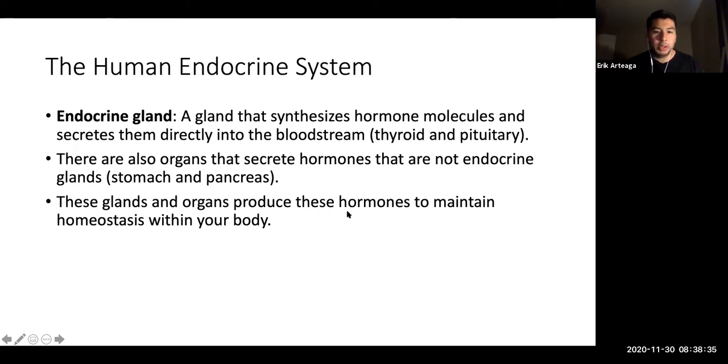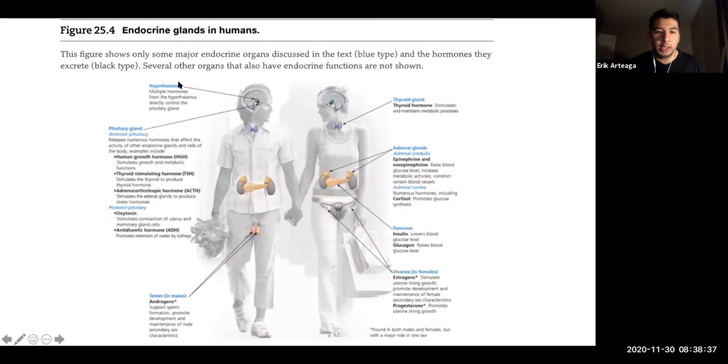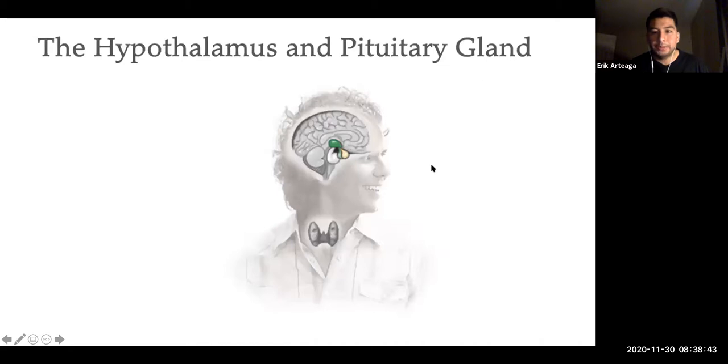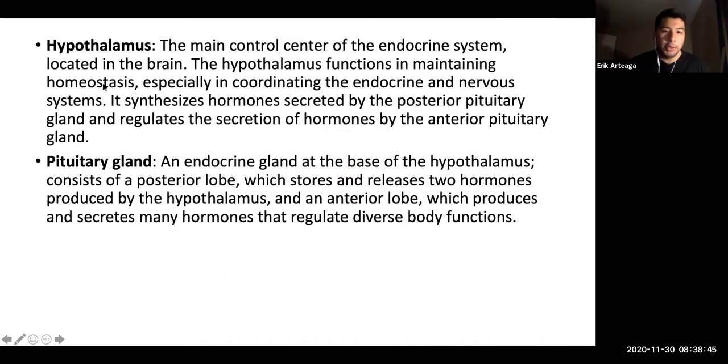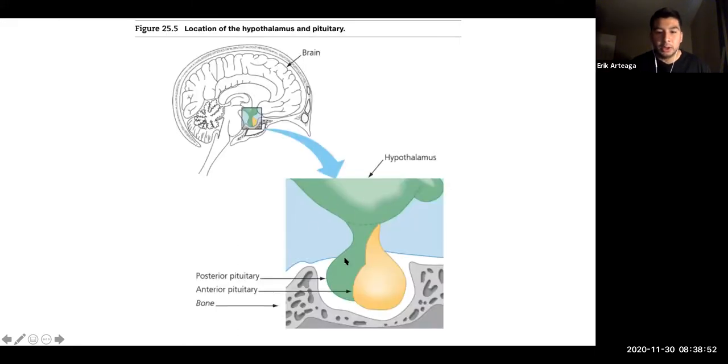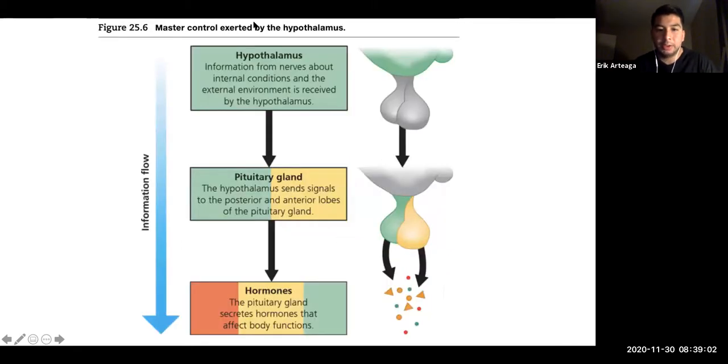Endocrine glands. So we should know a couple of endocrine glands, right? Hypothalamus, pituitary, your testes, pancreas, and the adrenal glands. The hypothalamus connects to the pituitary gland. I'm sorry, the posterior pituitary is actually an extension of the hypothalamus. The anterior secretes two hormones, whereas the posterior secretes a lot of different hormones.